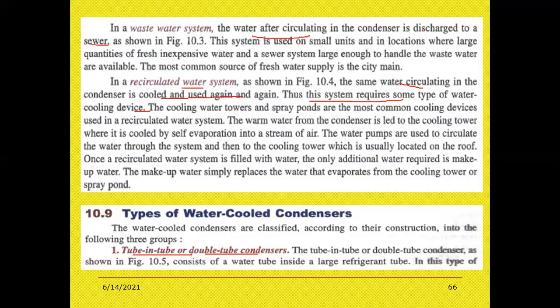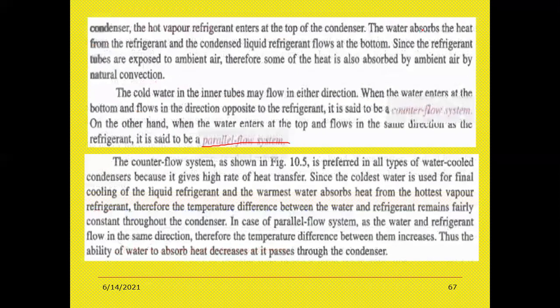Now what is the first one? Tube in tube or double tube condenser. The tube in tube or double tube condenser shown in the figure consists of a water tube inside a large refrigerant tube. In this type of condenser, the hot vapor refrigerant enters the top of the condenser. The water absorbs the heat from the refrigerant and the condensed liquid refrigerant flows to the bottom.